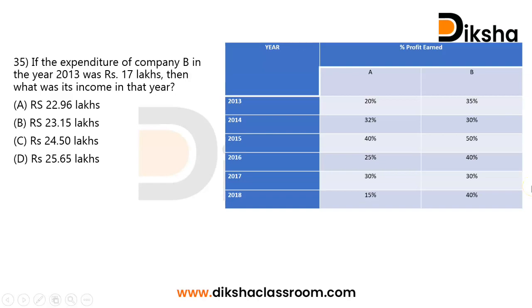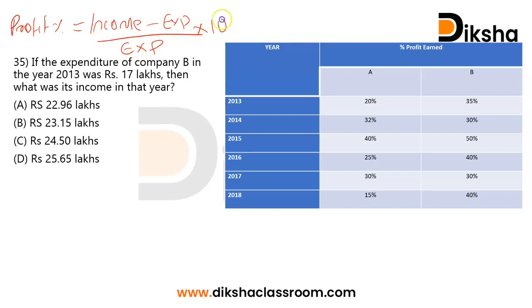The question gives us the expenditure of the company, as given in the previous slide. The equation is profit percentage equals income minus expenditure by expenditure into 100. The question is regarding the year 2013 and company B. The profit earned is 35%.